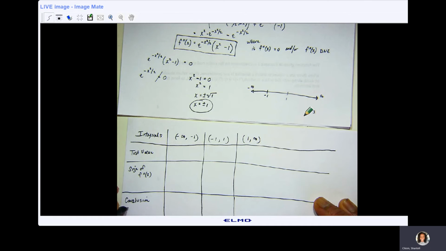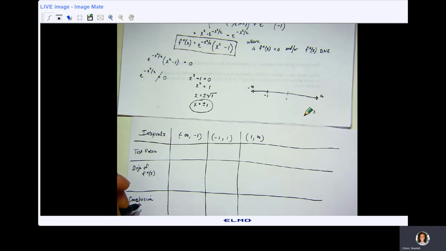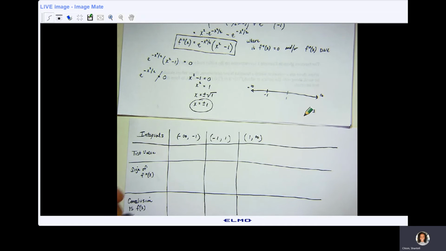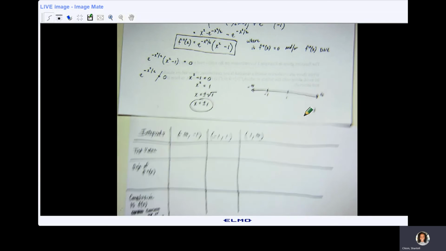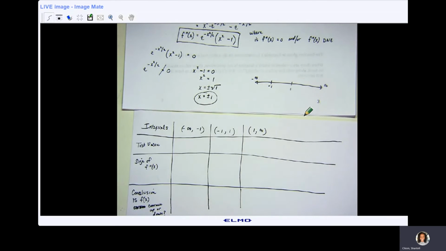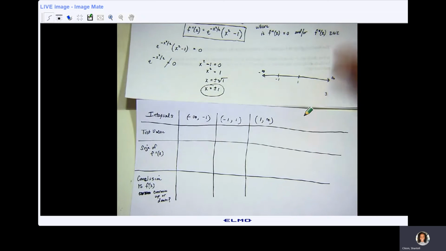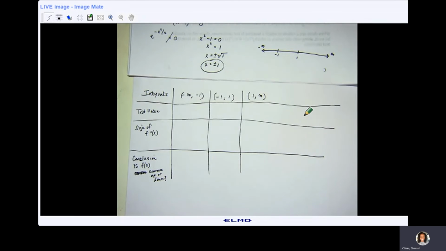Conclusion: is f, the original function, concave up or down? That is the question. I just put that little question there so that you'll know what kind of conclusion you're trying to draw. And we're talking about concavity when we're looking at the second derivative.